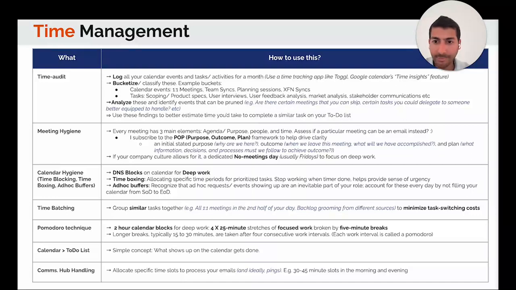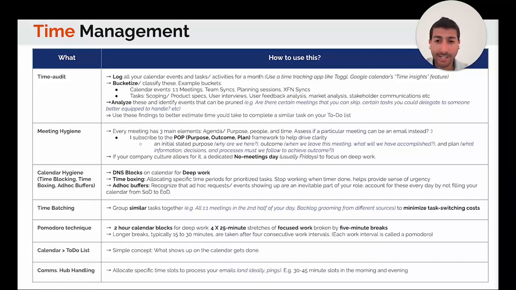The next technique is time batching. Again, straightforward, you just group similar tasks together, right? One thing that I used to try and do was to have all my one-on-one meetings with my cross-functional partners in the second half of any given day, right? So that's one way to ensure that you minimize your task switching costs from a mental bandwidth standpoint.